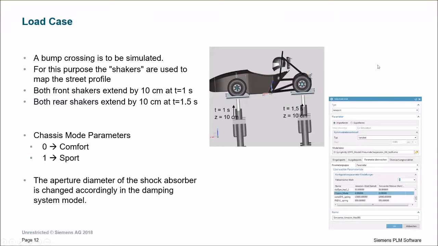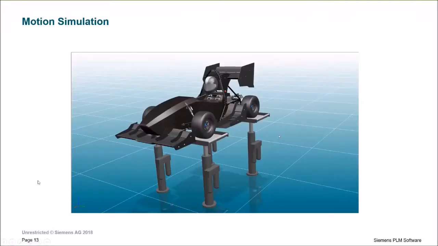Interesting is that when you have this kind of mechatronic approach, then you can quickly start analyzing or assessing different types of configurations. In this example, by changing the aperture diameter of the shock absorber, you can change the damping behavior of the car, and you can define that way, let's say, a comfort or a sport configuration, depending on how stiff your damping system will be.